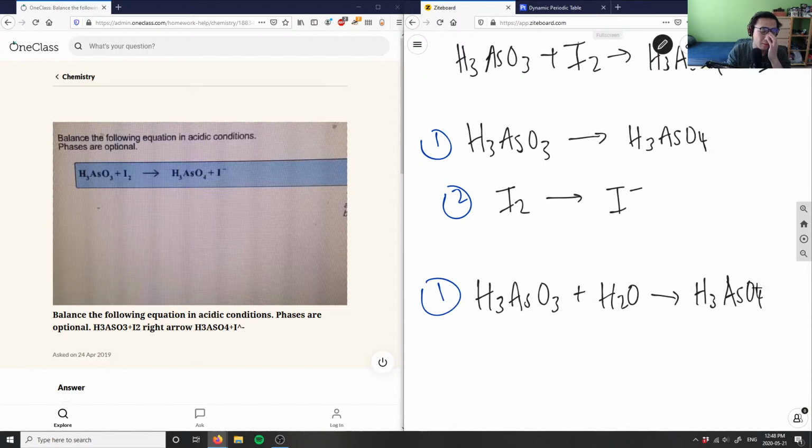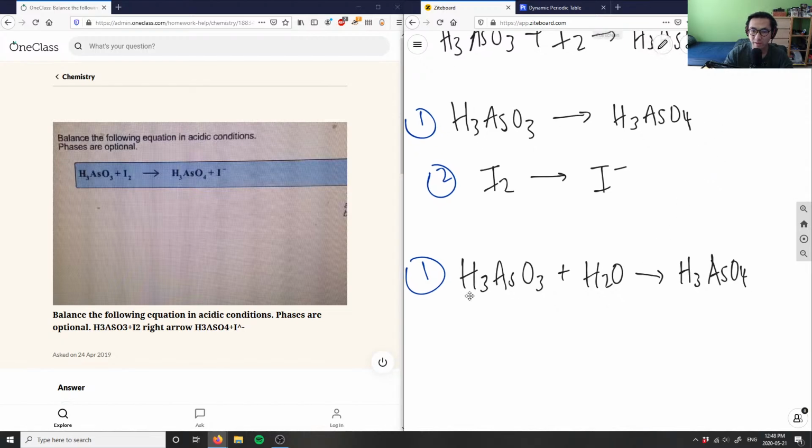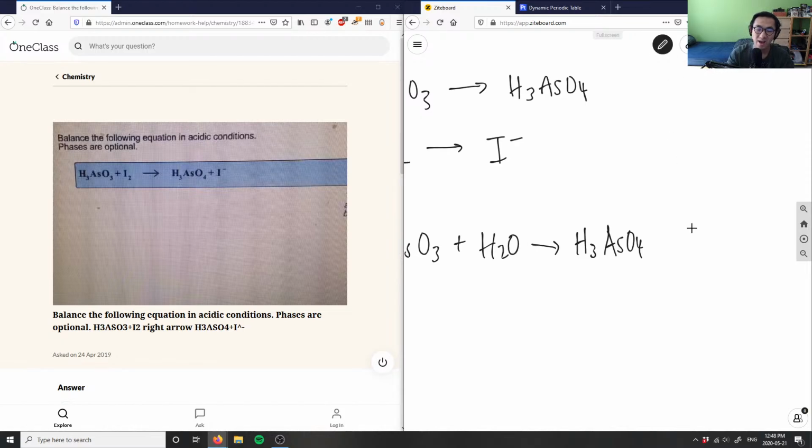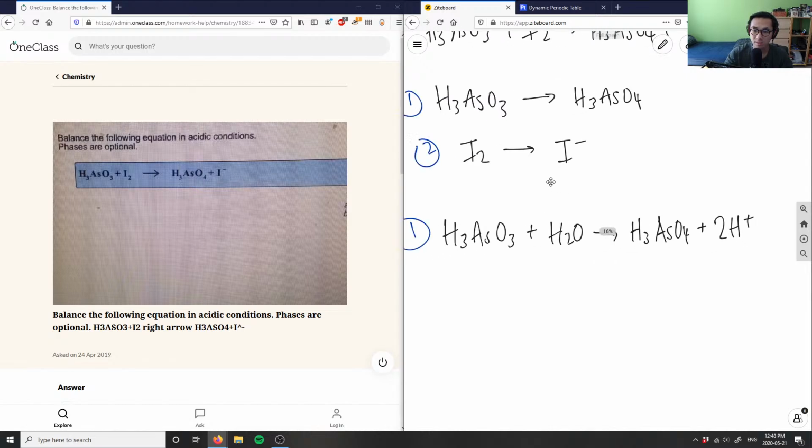H3AsO4. However, if we introduce our hydrogens here, I'm going to have to balance it out, right? So as you can see here, I have H3 and H2, which means 3 plus 2 is 5 hydrogens here. And I only have 3 hydrogens on this side. So I'm going to have to add 2 H pluses on this side to balance out the hydrogens. So as you can see, I have 5 hydrogens on both sides now, which is great.